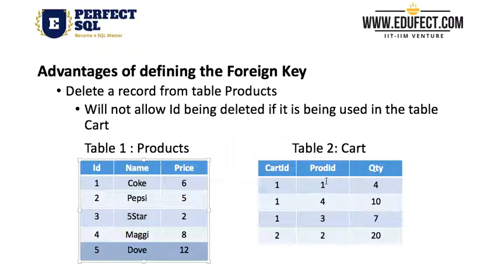5 Dove, can I delete it? Yes, because we are not using prod ID 5. We do not have the value prod ID 5. So this product can be deleted. So this has helped us in maintaining referential integrity. So this is the advantage of a foreign key.